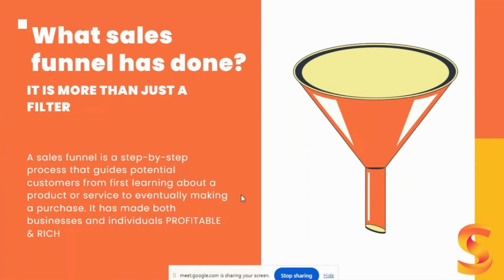All right. So as I was saying, what a sales funnel does is more than just a filter. A filter is what we use to direct things to where we want them to go. The same function it serves in your daily life is the same function it's going to do for your business. So let's look at what it entails.